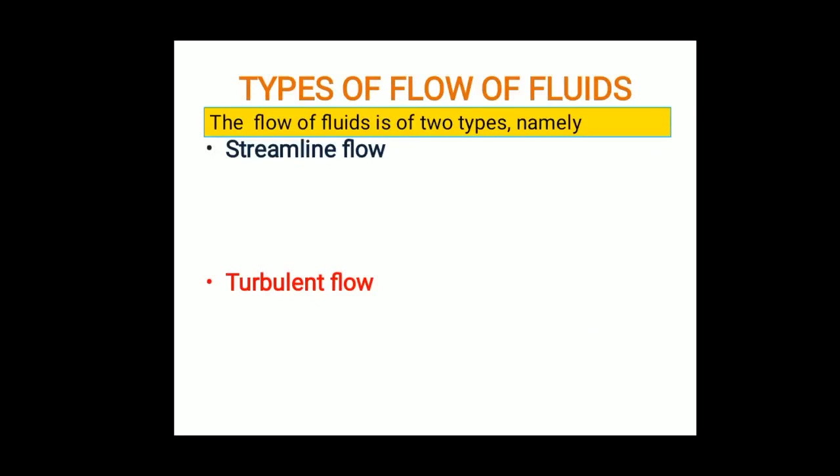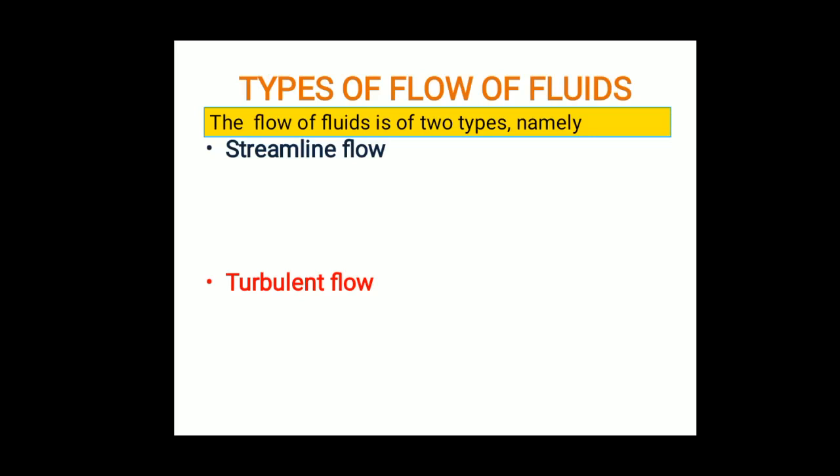There are two types of flow of fluids: one is streamline flow and the other is turbulent flow. Since flowing liquids are considered to be incompressible, that means the density of the flowing liquids is constant. The flow of liquids may be smooth or irregular. The smooth flow of liquids is called the streamline flow, and the irregular flow of liquids is called the turbulent flow.